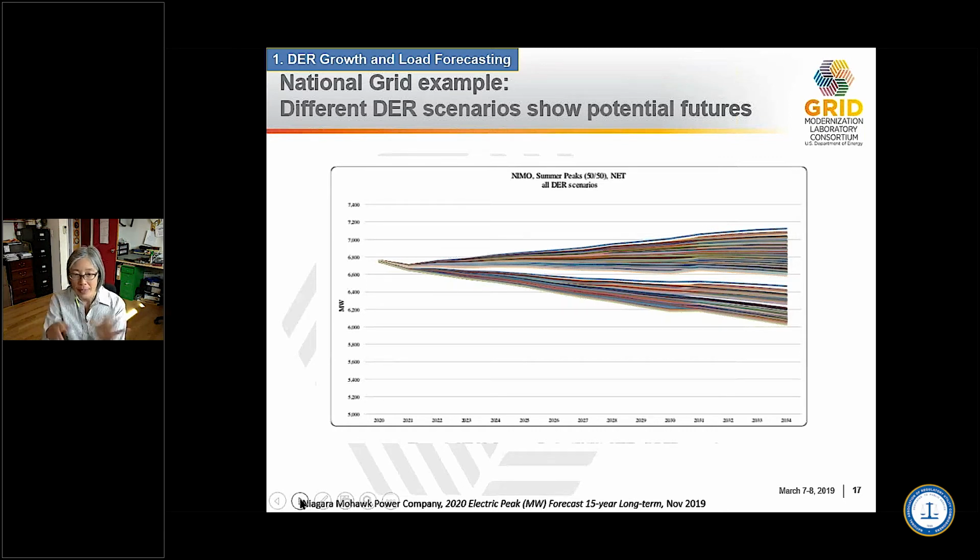So if you do the combinatorial math, you get 243 different cases, and then they've got 3 weather scenarios for each of these, so that's 729 cases. That's shown here. So you can see the ranges that they're getting with these different scenarios. And Carrie, if you go to the next slide, by the time you get out to 2034, there's over a gigawatt of uncertainty between the highest and lowest scenarios.